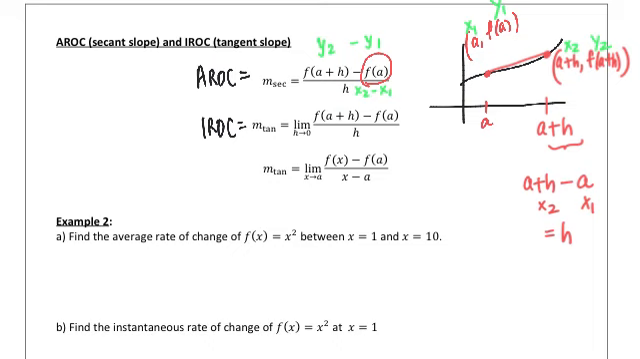The instantaneous rate of change, we know, happens when you bring the second point closer and closer to the first point, and you keep on doing that secant line difference quotient.